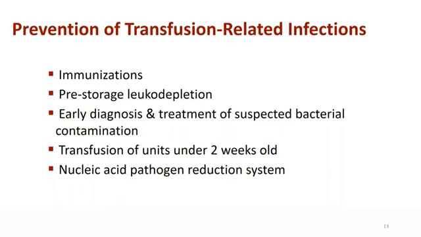Another important infection that I didn't have time to cover is the iatrogenic bacterial contamination of the unit or of the transfusion process. This can often lead to death. So it's very important to have early diagnosis and treatment of suspected bacterial contamination. In general, the units that are younger are safer to use in terms of infection rate, and hopefully in the near future, nucleic acid pathogen reduction systems will become universal.